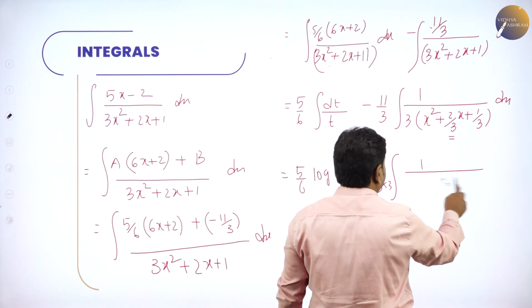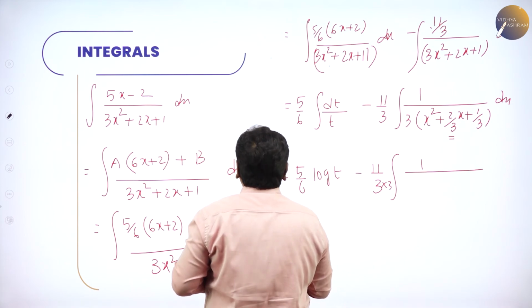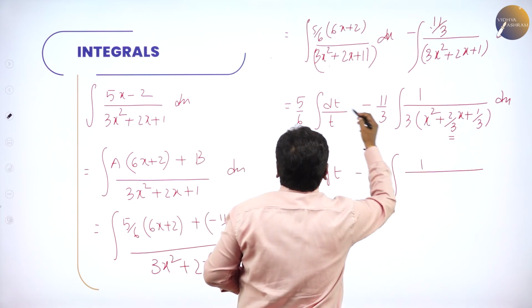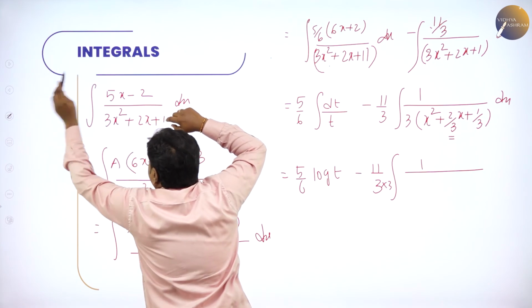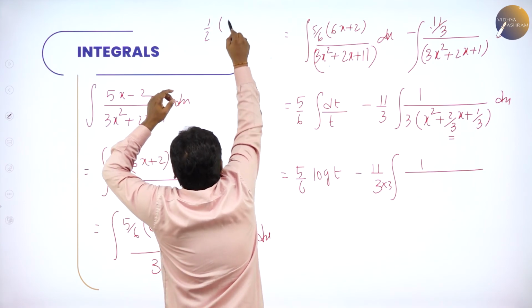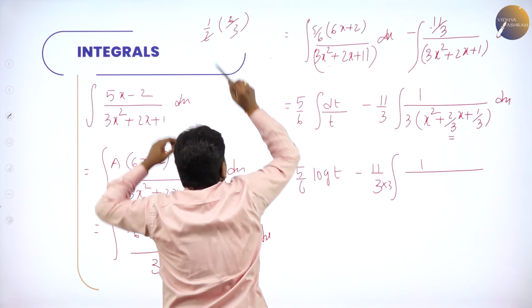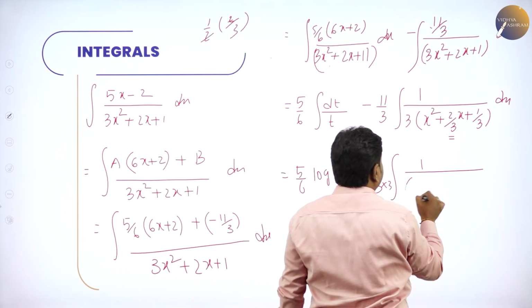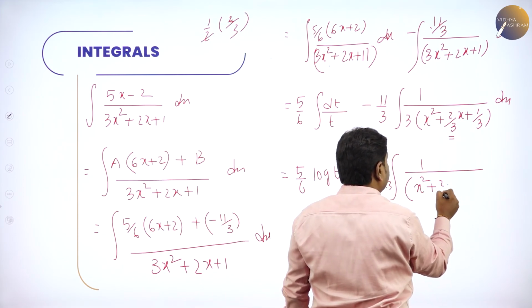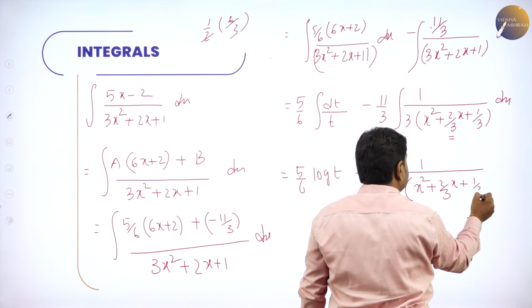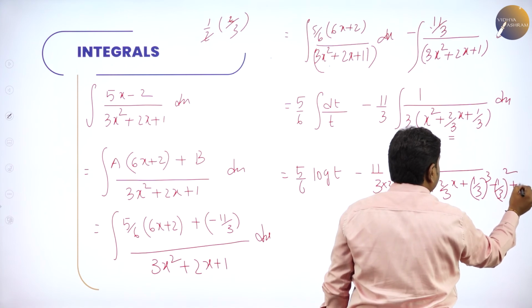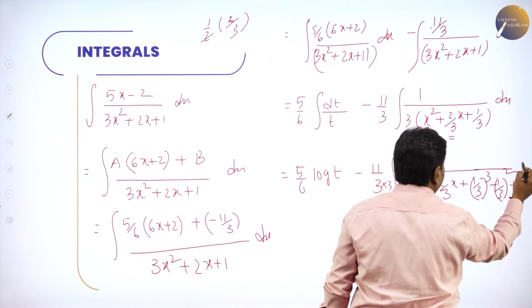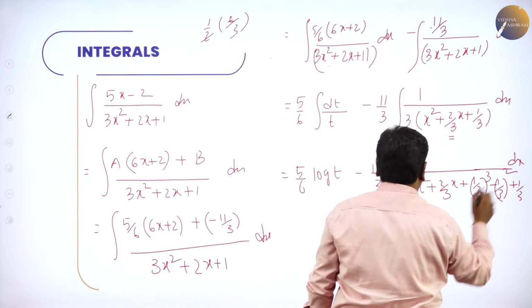Add and subtract half the quotient of x, the whole square. What is half of the quotient of x? It is 2 by 3. Half of 2 by 3, what is half of 2 by 3? 2 cancels, it will be 1 by 3. So I can write x square plus 2 by 3x plus 1 by 3 square minus 1 by 3 square. Add and subtract plus 1 by 3. All of you know method of completing the squares, which we have done in the last problems.